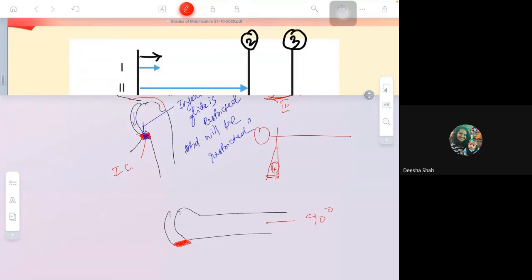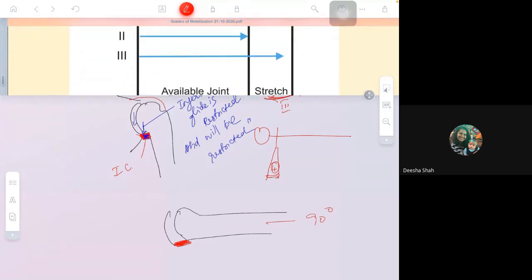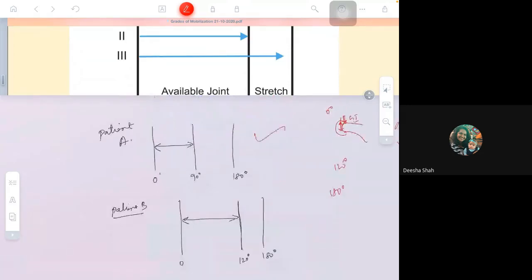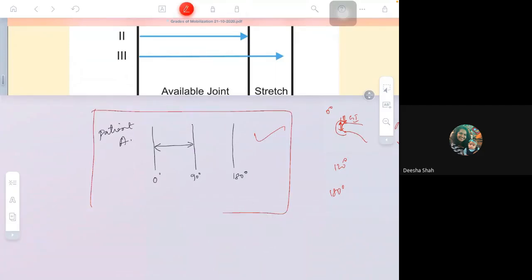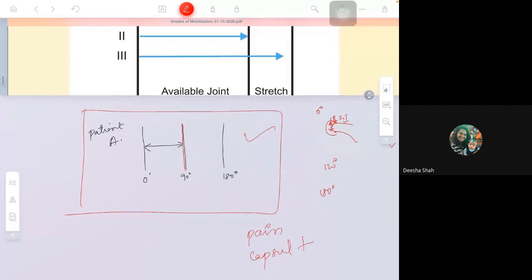So in this diagram, 90 degrees. This one. I'll remove all these things. So this is the example we have taken now. Clear? So 90 degrees. Why is it restricted to 90 degrees? Because the capsule is tight. Already in the last class we discussed range of motion will be restricted because of two reasons. One is because of pain, the other is because of capsular tightness. So here in this case range of motion is restricted because of capsule tightness.